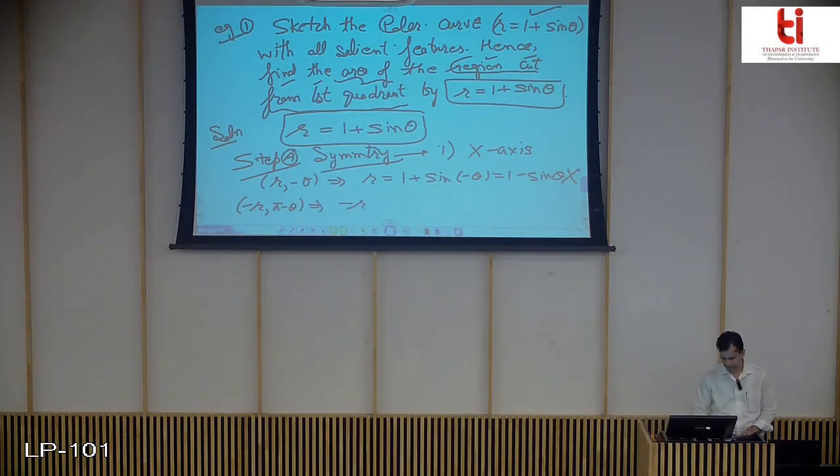The other point is minus r, pi minus theta. You have minus r equals 1 plus sine of pi minus theta, so this is equal to 1 plus sine theta. Again, it does not satisfy the curve, because the curve is r equals 1 plus sine theta, and on substituting the point we got minus r equals 1 plus sine theta. So no symmetry about the x-axis.